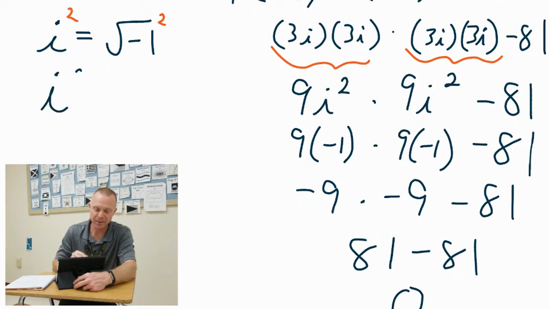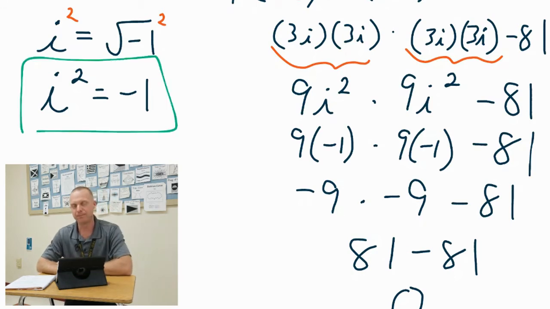I end up with what is really the most important idea, and that is that i squared equals -1. We'll keep talking about that, but trust me, if I have an i squared, that's actually equal to a real number, -1.